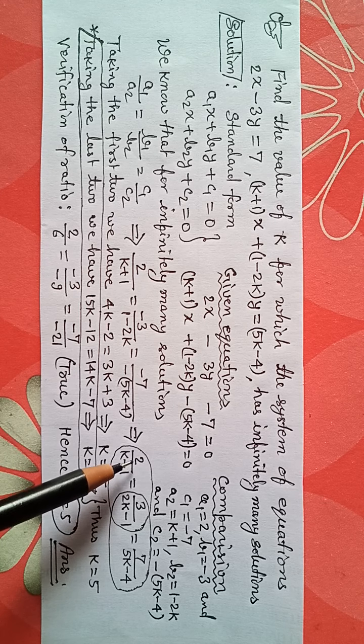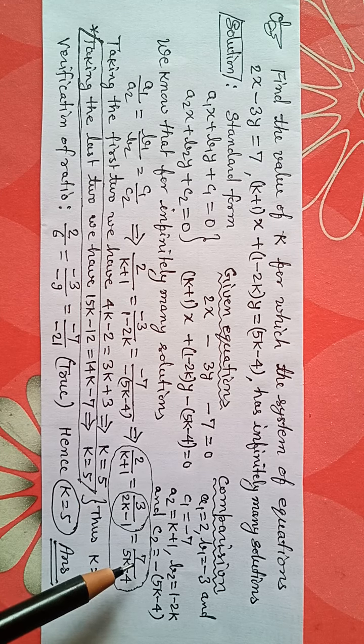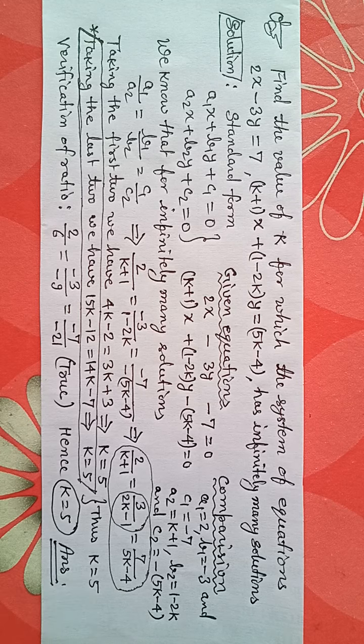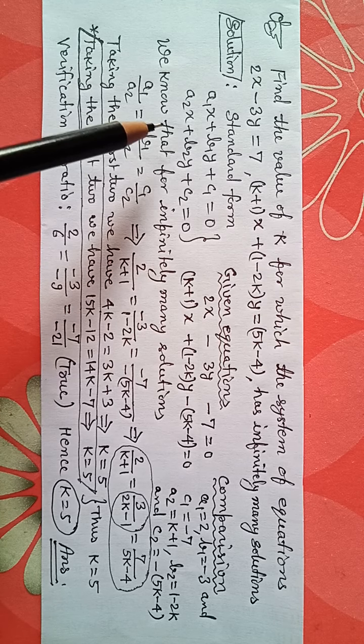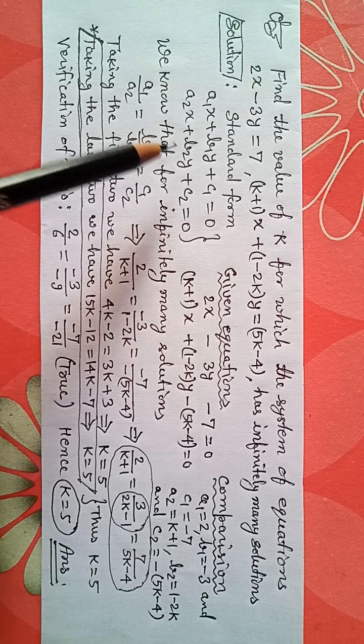You can also take this ratio and solve it, and it is going to be k is equal to 5. That means k is equal to 5 is a solution. If you take any two ratios and evaluate k is equal to 5, then you must check whether this condition is satisfied or not. Now we have verified this.